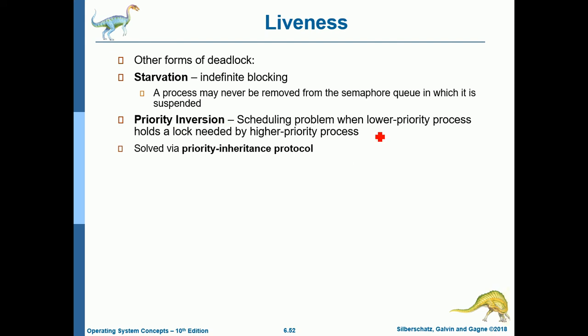For example, if it is already the process's turn in the critical section, and then we have a higher priority process that needs that resource, what will happen? Will the lower priority process be finished first, or will it be preempted by the higher priority process? So priority inversion and starvation are solved via the priority inheritance protocol.